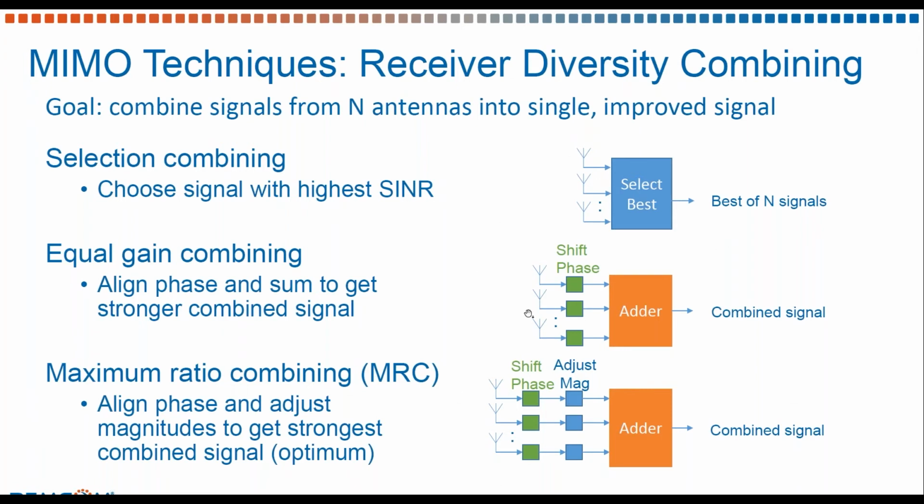Here on the right, we have diagrams of what's going on for each of these methods. For selection combining, we're just choosing the best of the available subchannel signals. For equal gain combining, we apply a phase shift and then sum all of the channels together. And for maximum ratio combining, we have the phase shift as well as the adjustment to magnitude before we sum to get an optimized final signal.